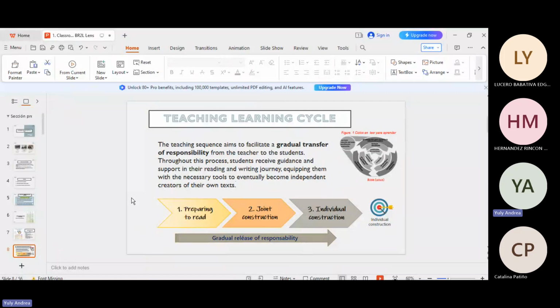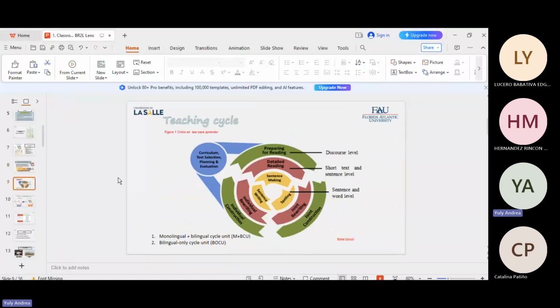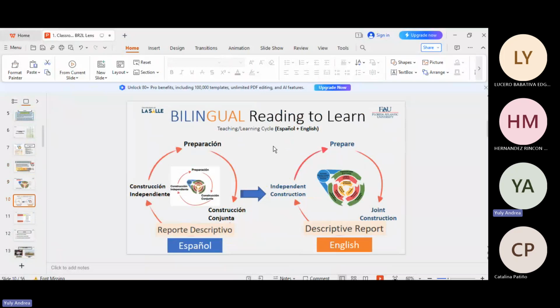I'm just giving you general ideas. When you do the units, and if you have the opportunity to apply everything, it will make more sense about everything I'm telling you today. So this is the teaching cycle. These are the three steps: preparing for reading, joint construction, and individual construction. You can do this teaching cycle in both English and Spanish, or if you are teaching English, directly in English, which is the bilingual cycle.